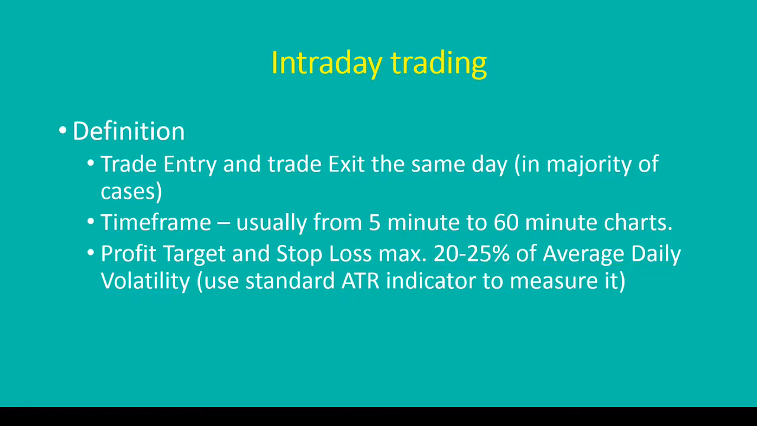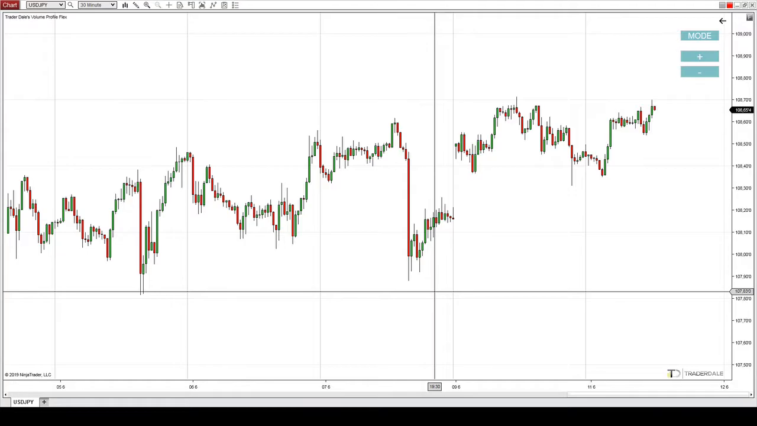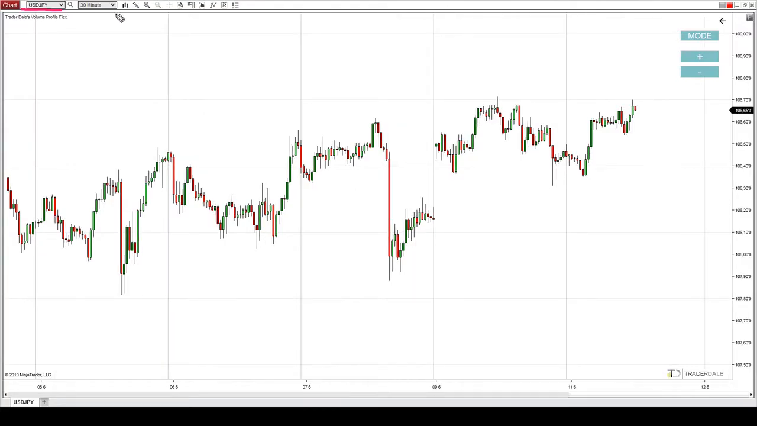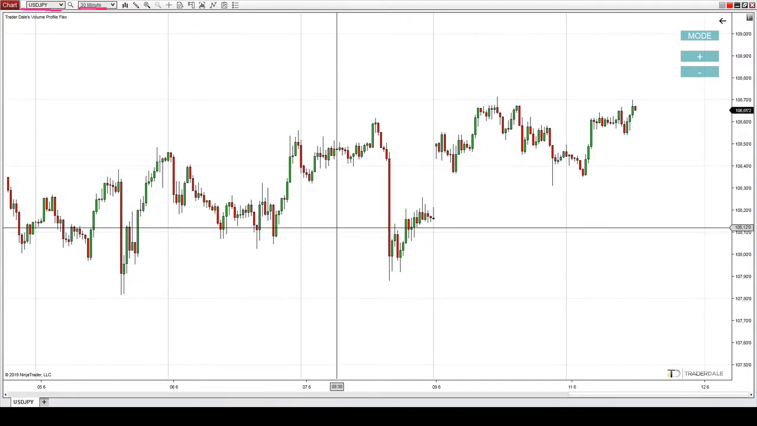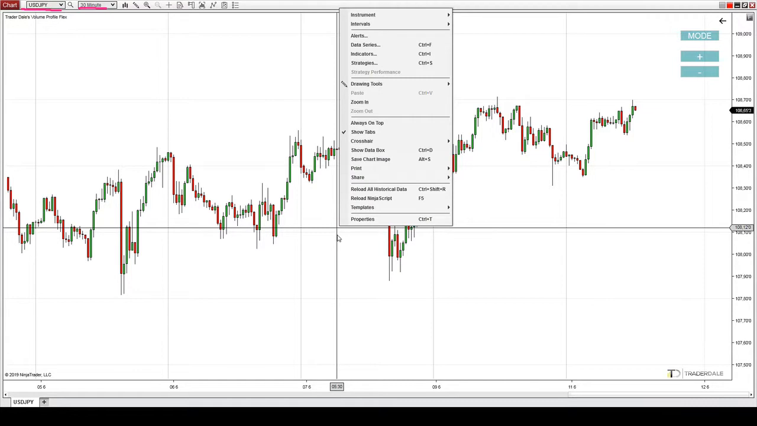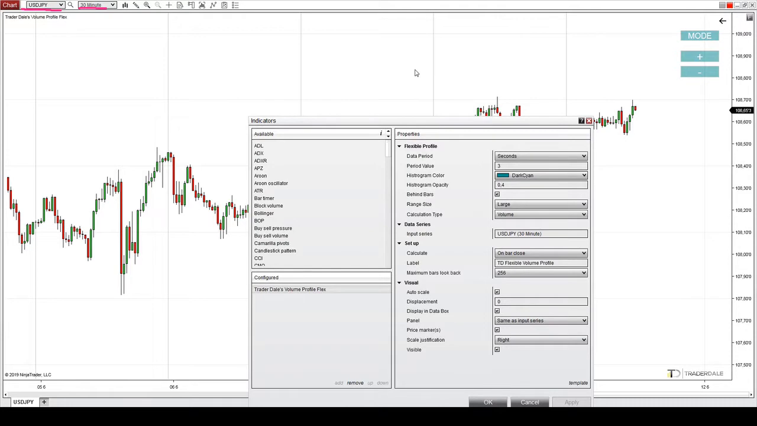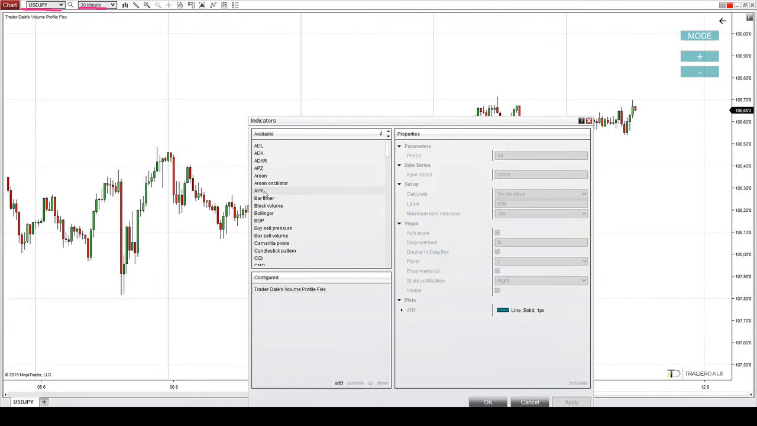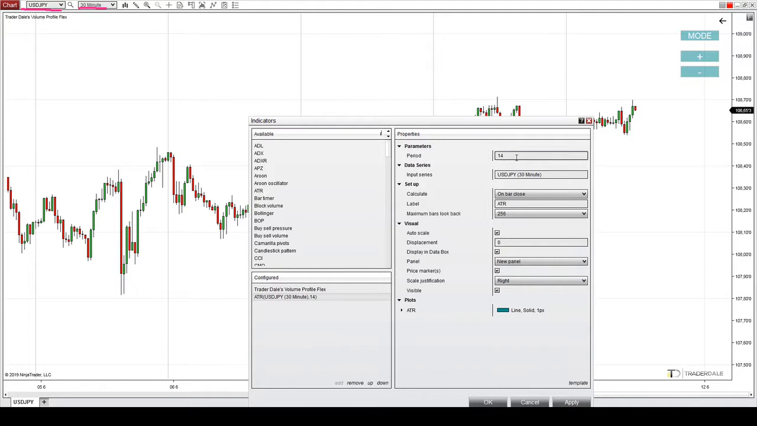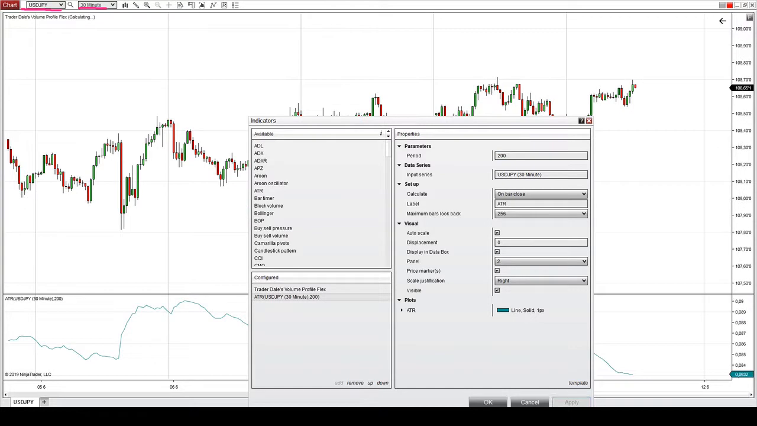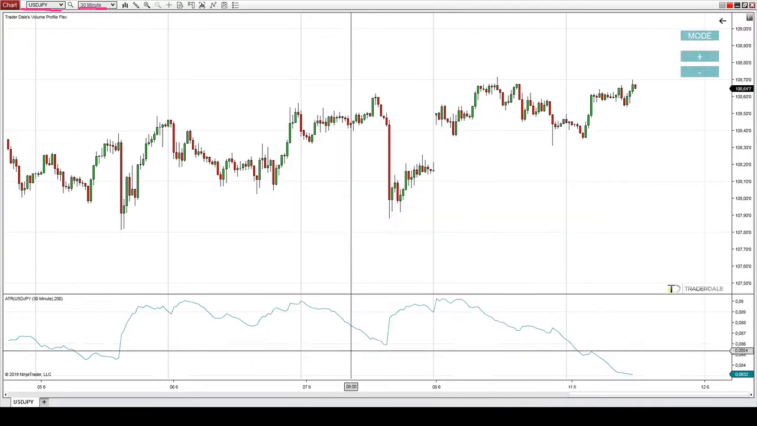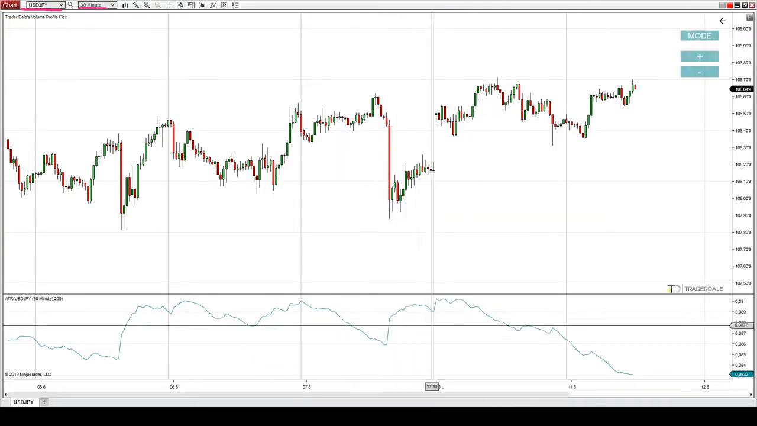All right. You can measure the average daily volatility if you use the standard ATR indicator. So let me quickly show you how to measure the volatility using the ATR indicator. So this is the US dollar Japanese yen chart. It's a 30-minute time frame, and now right click the chart, you go to indicators and you search for ATR, which is in here, double click it, and you set the period to a higher number, let's say 200. All right, apply it, and in here you can see the average volatility.